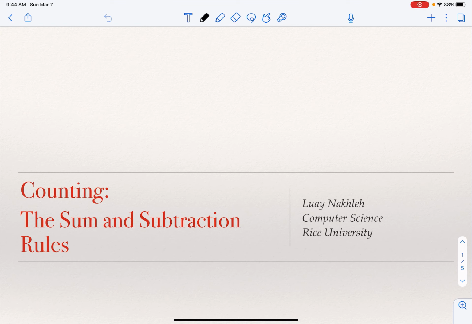I will now talk about two other rules for counting, basic rules but with powerful applications: the sum and subtraction rules. They basically talk about when I'm trying to count the cardinality of a set, let's say set A, and that set A can be written as the union of two sets. There are two different cases: these two sets are disjoint, that is their intersection is empty, or these two sets share some elements, and then we have to apply two different rules for them.